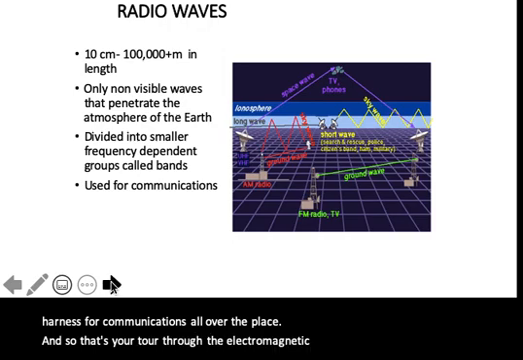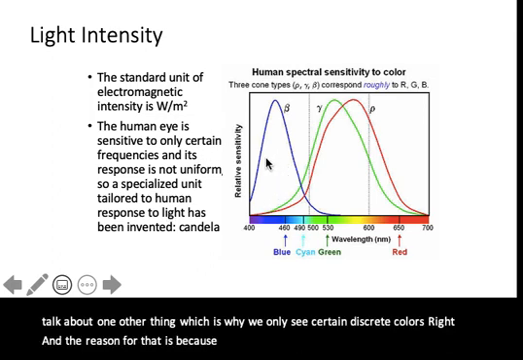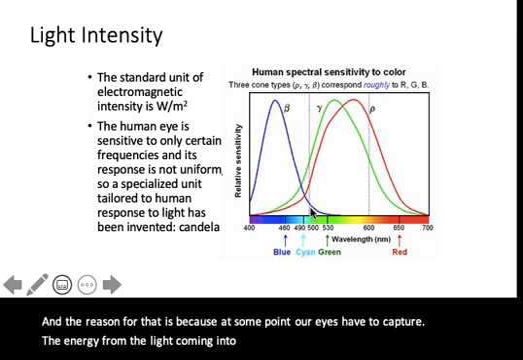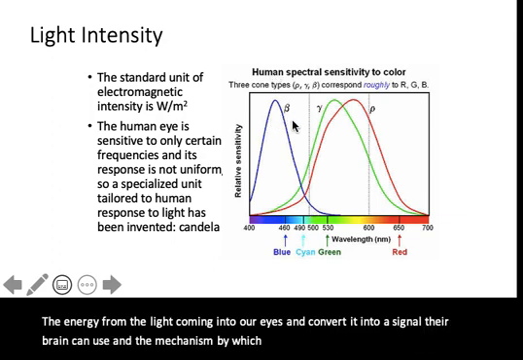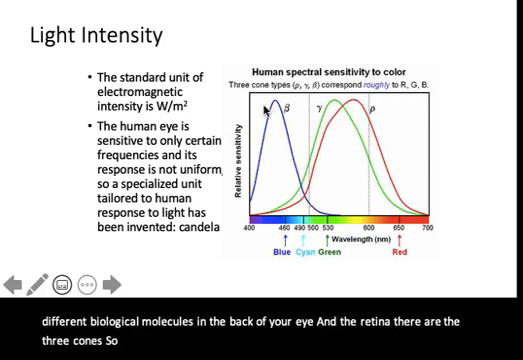And I only want to talk about one other thing, which is why we only see certain discrete colors. The reason for that is that at some point our eyes have to capture the energy from the light coming into our eyes and convert it into a signal that our brain can use. The mechanism by which we do that, it turns out, is only three different biological molecules in the back of your eye, in the retina. They are the three cones, the so-called red, green, and blue cones.